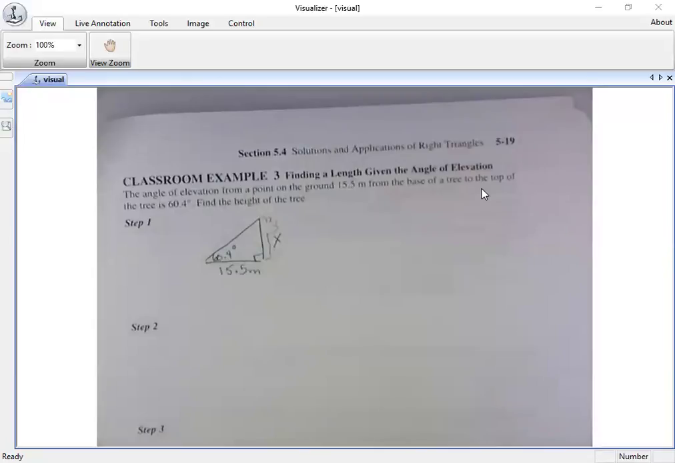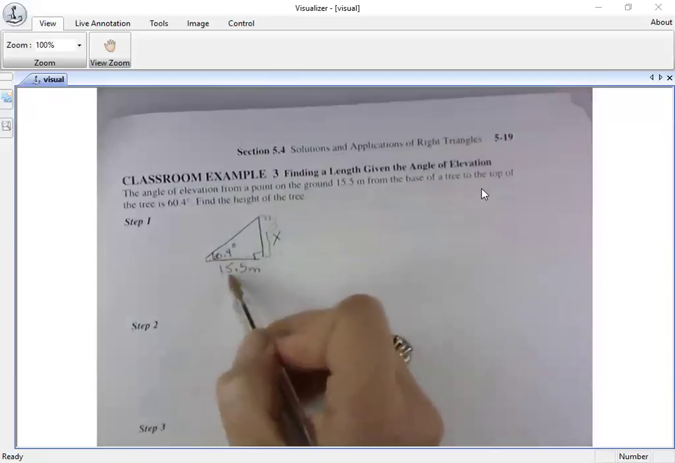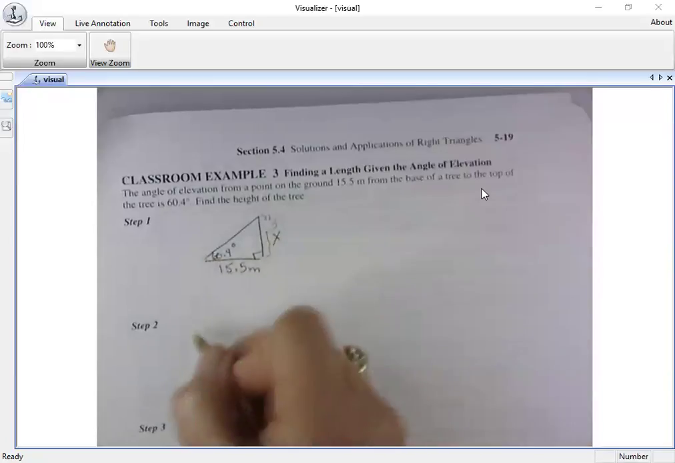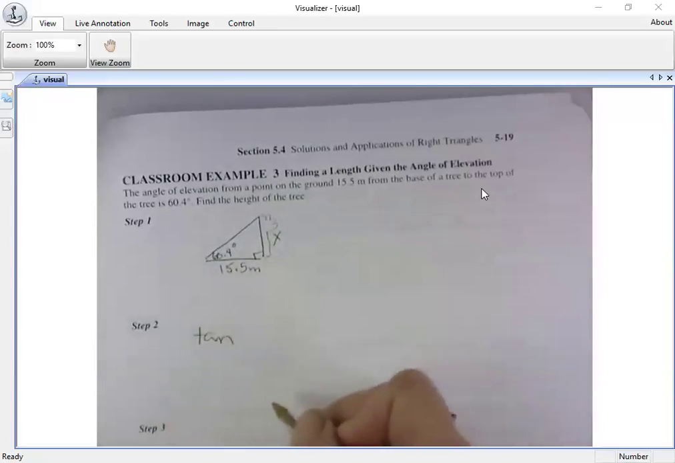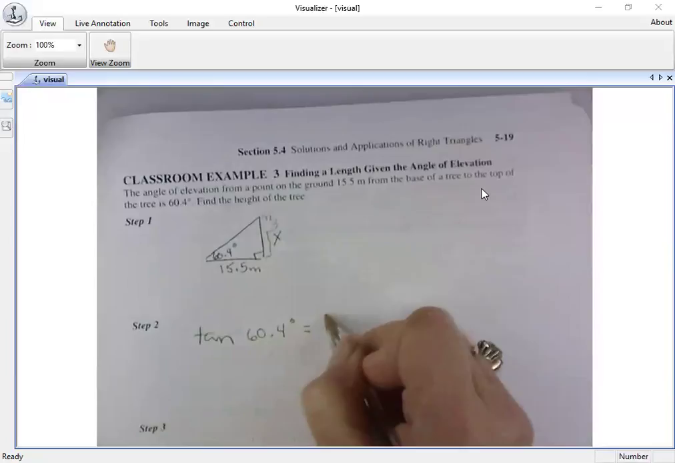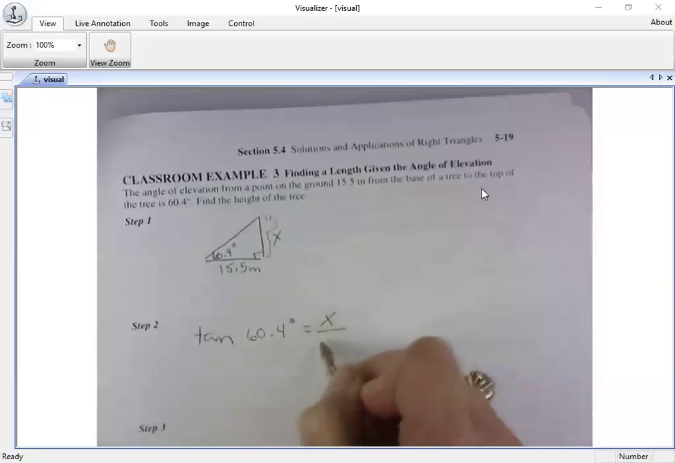Now, I've labeled it. It's time to set up an equation. What do you think would be the smart equation to use here? All right, I hear one recommendation for tangent. Anybody want to second that motion? Yeah, because they gave us this angle and this side. We're looking for that side. Clearly, that's an opposite and an adjacent. And that would mean the tangent of what angle? What would I write? Tangent of 60.4 degrees equals, yeah, whatever variable you use. I wrote X, so I'll put X over 15.5.